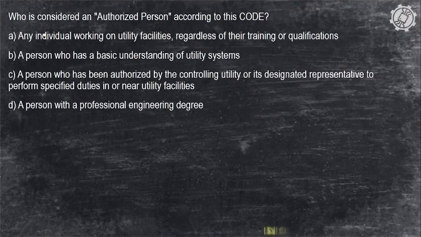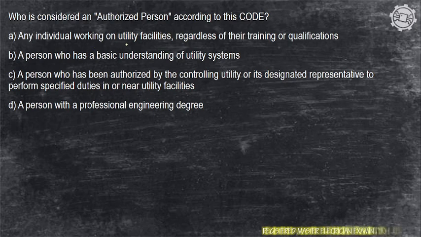Who is considered as an authorized person according to the code? An individual working on utility facilities, regardless of the training or qualification; a person who has a basic understanding of the utility system; a person who has been authorized by the controlling utility; or a person with professional engineering degree. Okay? Tingin ko tama yung sagot nyo lahat.